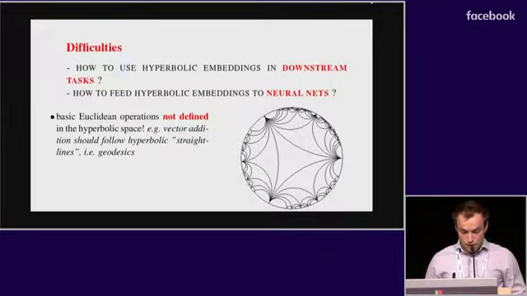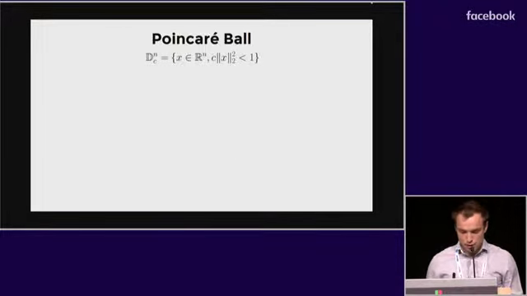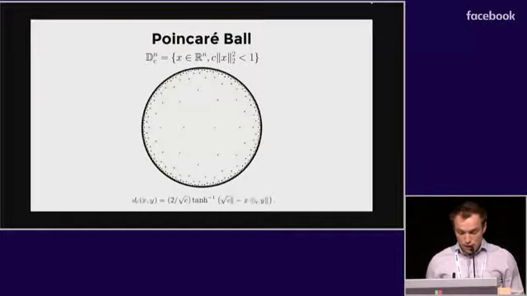This is difficult because basic Euclidean operations are not defined in the hyperbolic space. For example, vector addition should follow hyperbolic straight lines or geodesics. And second, neural networks should not ignore the hyperbolic geometry. For example, if you are dealing with a recurrent neural network, the hidden states should live in this hyperbolic space. We are using the Poincare ball as a model of hyperbolic geometry. What's good about this model is that we have access to closed form expressions of some important quantities, for example, the distance function.